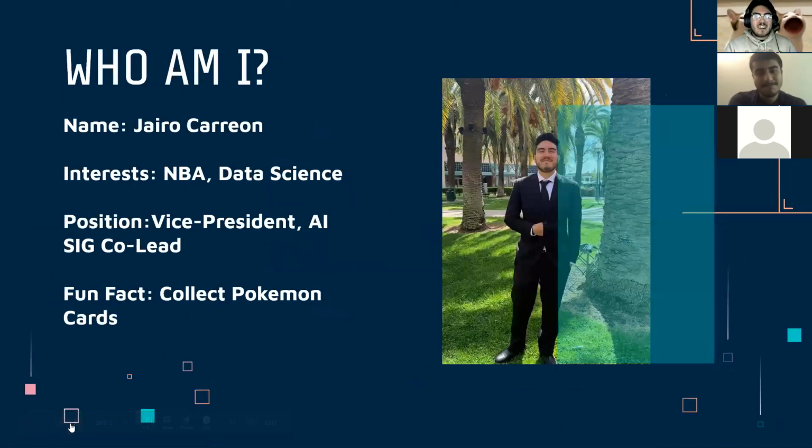Again, my name is Jairo Carreon. My interests are the NBA and data science. My position in ACM is vice president as well as the co-lead for AI SIG. And a fun fact about myself is that I collect Pokemon cards. With me, I have our co-lead. I forgot to put you in this thing, but you can just introduce yourself.